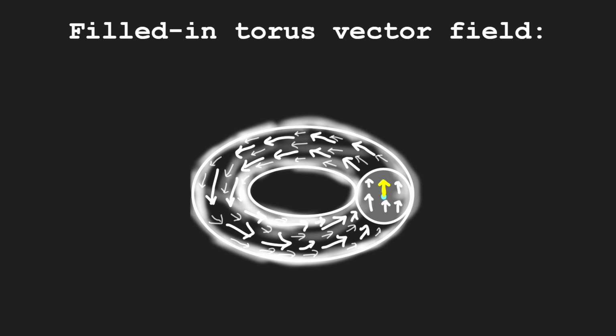Remember that we are not just talking about the surface here. We are talking about combing little hairs on the insides too. This is an example of a vector field like that.